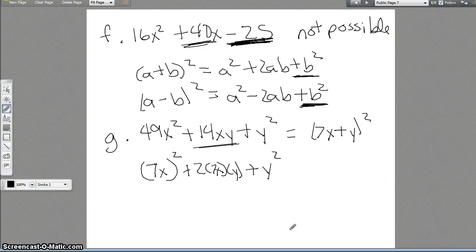I do recommend that before you try to write any of these polynomials as the square of a binomial, you first check to make sure that your last term, your constant, is positive, because if it is negative, then it is not possible to write that polynomial as the square of a binomial. And also check to make sure that your middle term is even. If your middle term is not even, then you cannot write it as the square of a binomial.